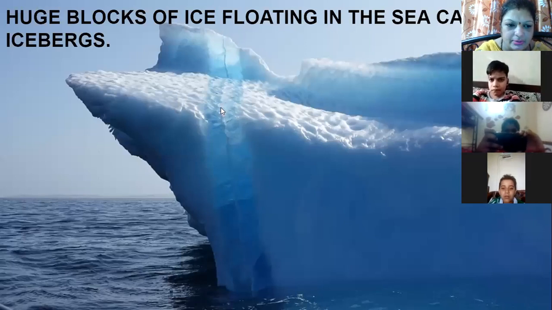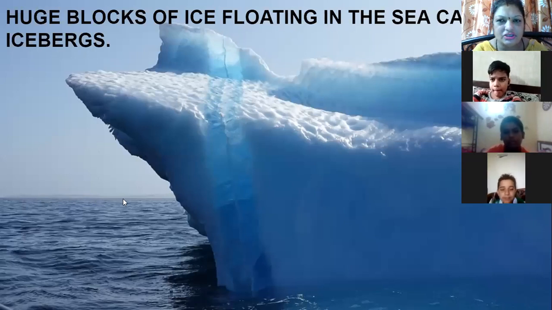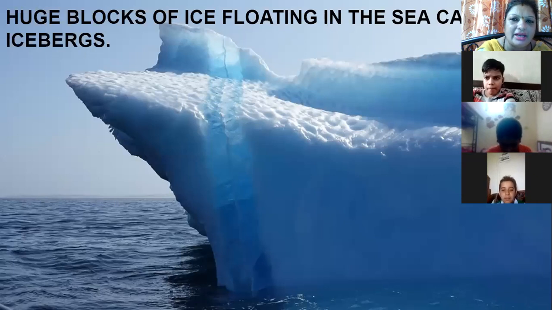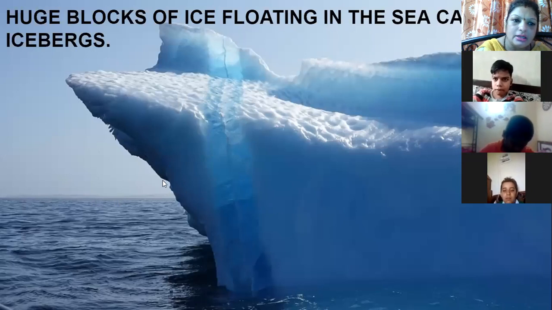So there is a difference between the ice, glacier, and icebergs. Glacier is also a form of ice. The layers of ice club together. That is a glacier. And even huger than the glacier will be your icebergs floating in the water.